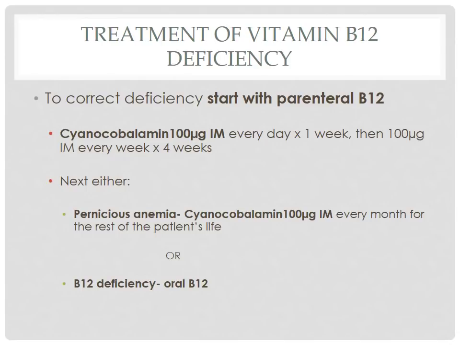However, technically, oral B12 can be effective even in pernicious anemia once the deficiency is corrected with parenteral B12. This is because there is some passive diffusion, about 1% of B12, into the intestines. However, parenteral B12 is still the recommended treatment. So if it's an exam question or a board question, make sure for pernicious anemia you select parenteral B12.